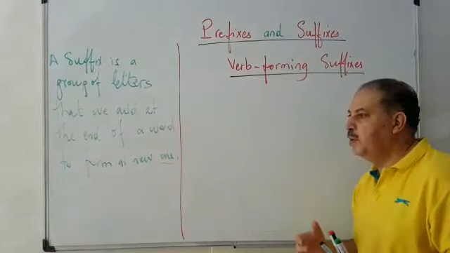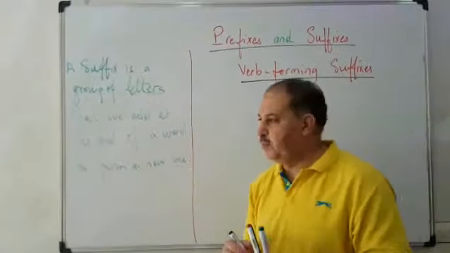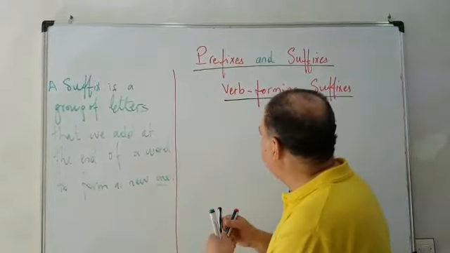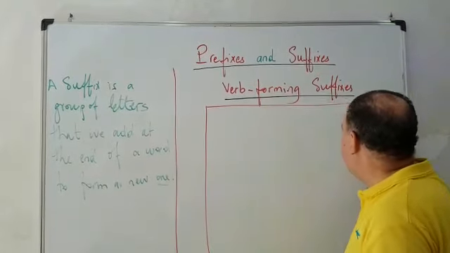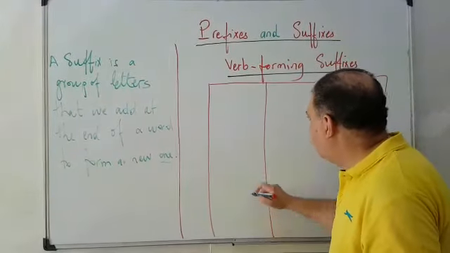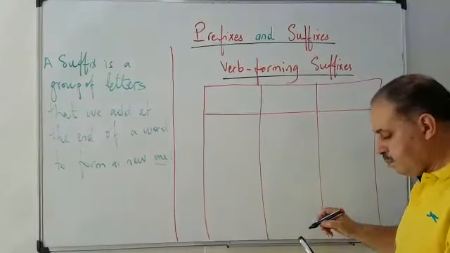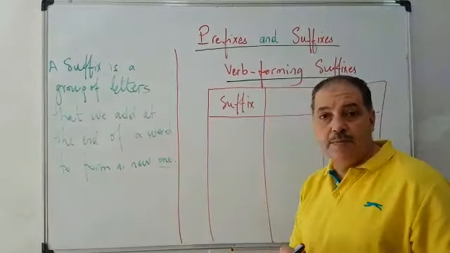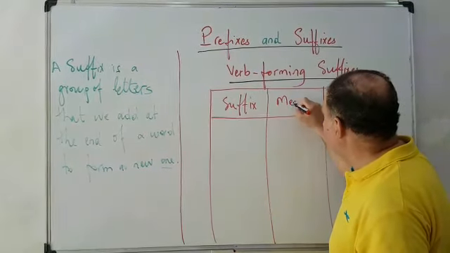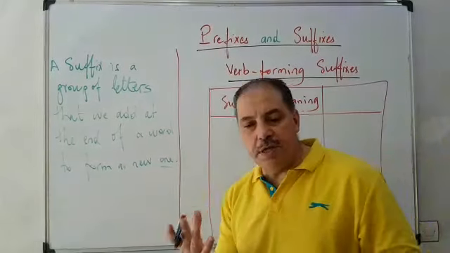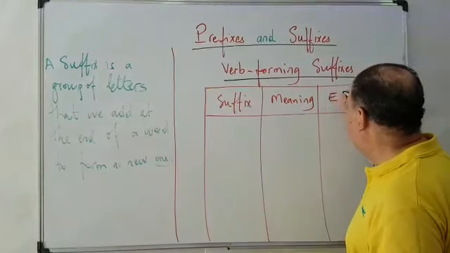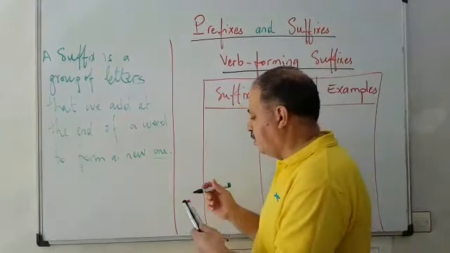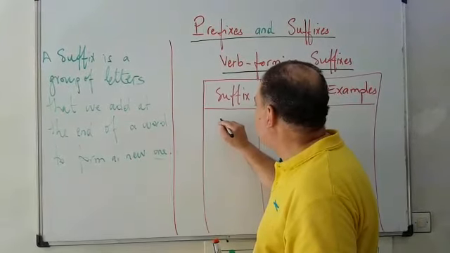So here we are going to do the same thing as in the previous video. We are going to see these suffixes in a chart. For example, we give a suffix, then the meaning of this suffix, and then we can give some examples. So here, as a suffix, we can talk about en.